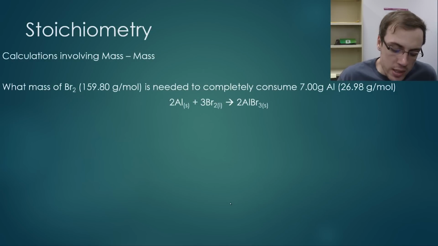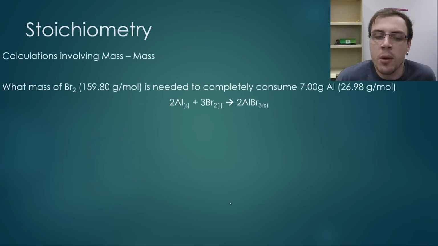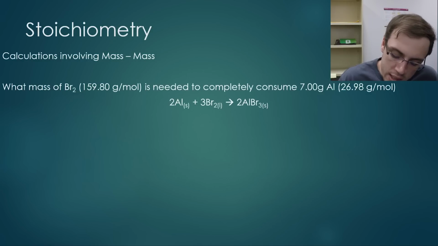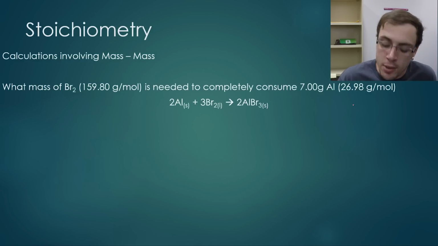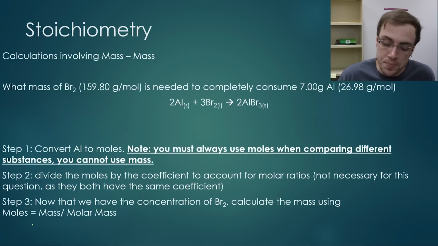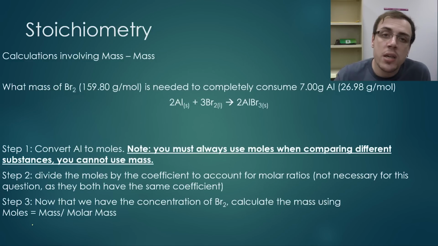Okay, so now we're going to look at some calculations involving mass to mass. So the question is, what mass of bromide would be needed to completely consume 7 grams of aluminium? How you would do this is that you need to convert aluminium to moles. Now that is extremely important because again, we cannot compare the masses of two different elements.